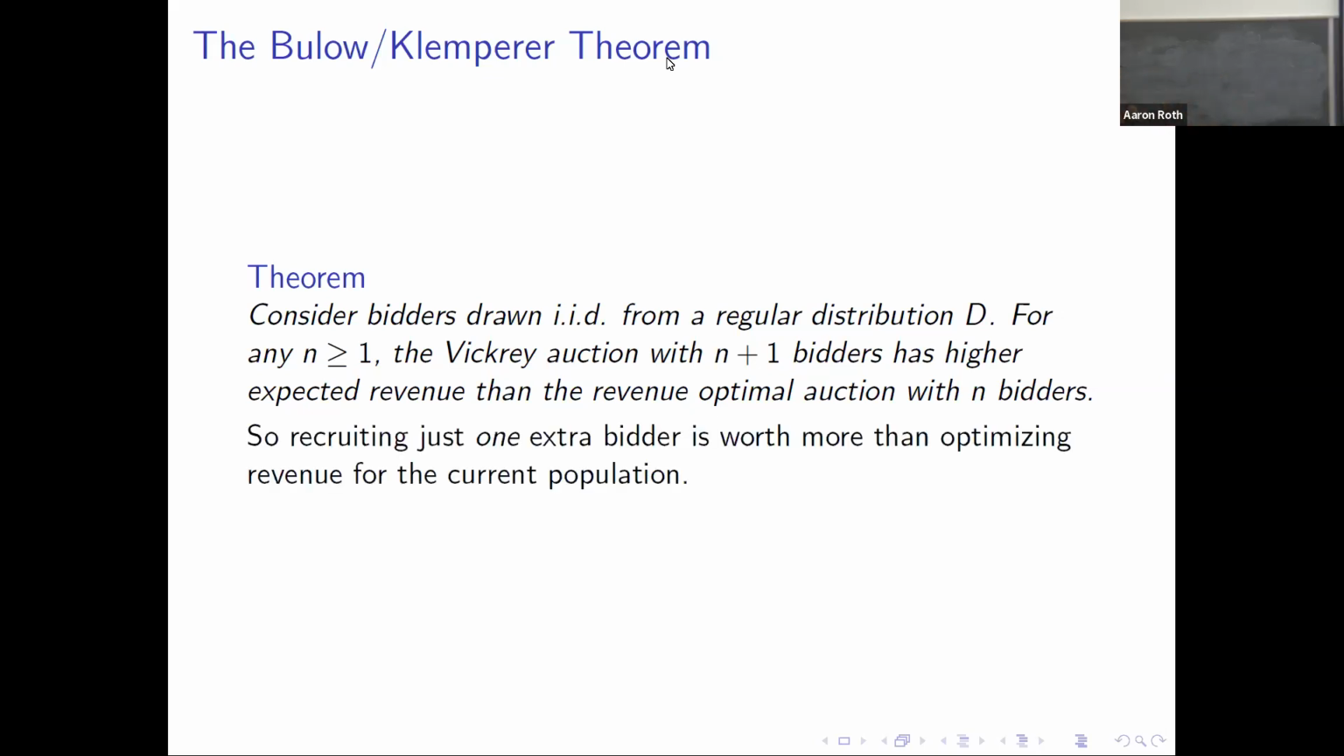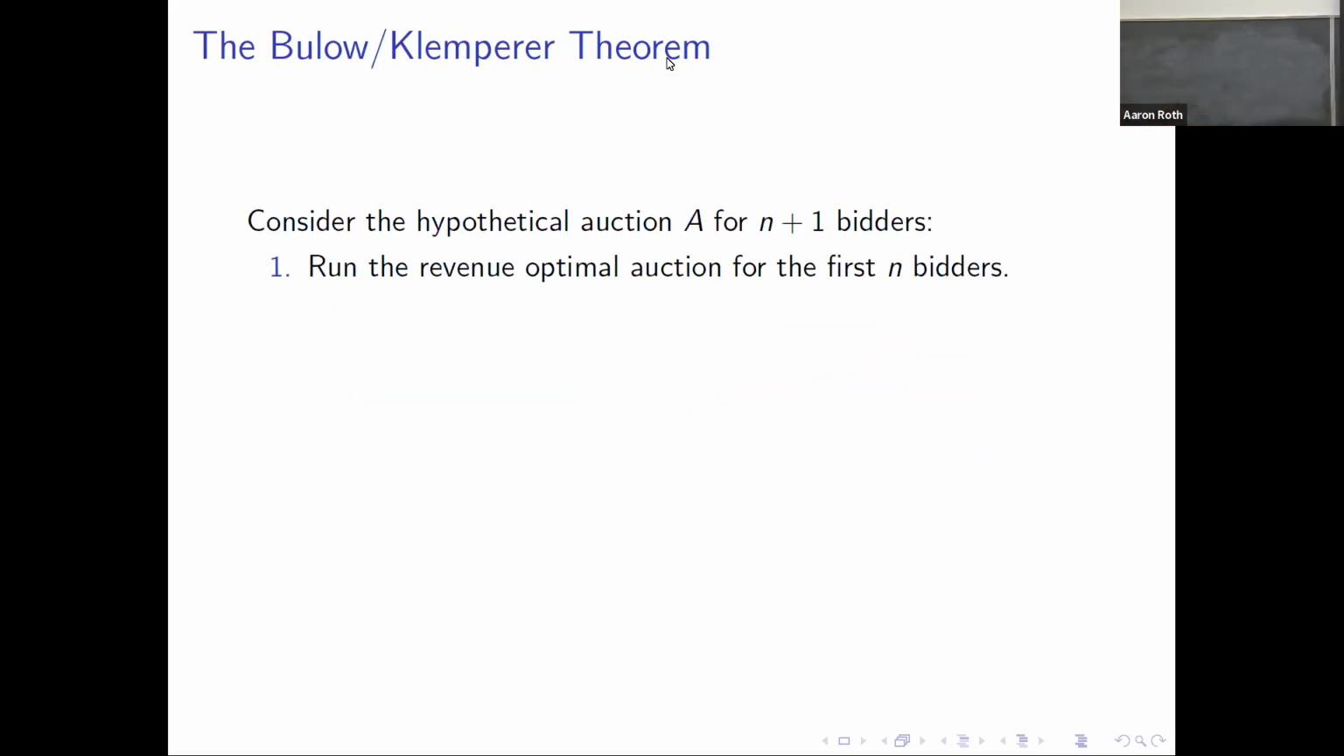So why is this true? Let's do a thought experiment. Here's a hypothetical auction for when there's n plus one bidders. It's sort of a dumb auction. I'm going to partition off the first n bidders, then I'll have bidder n plus one off to the side here.